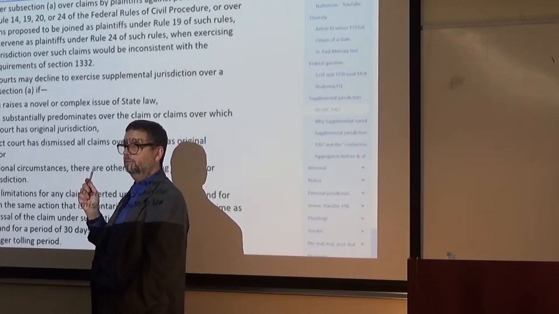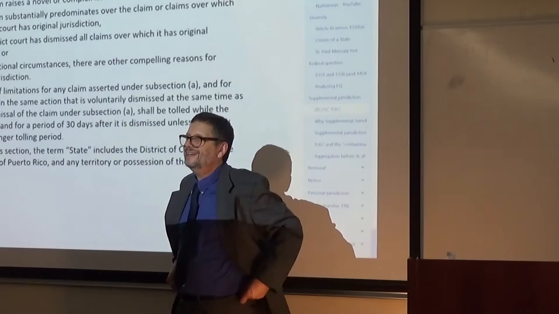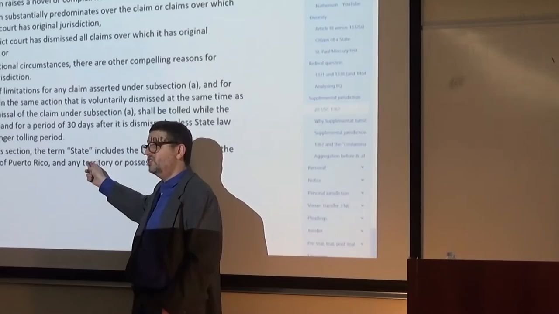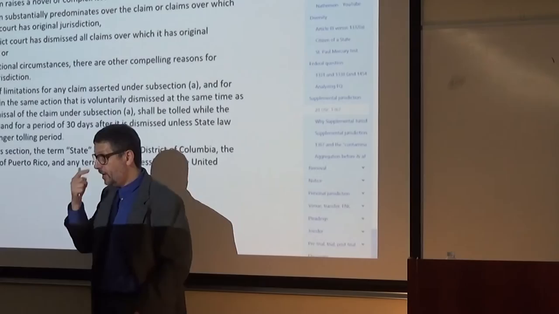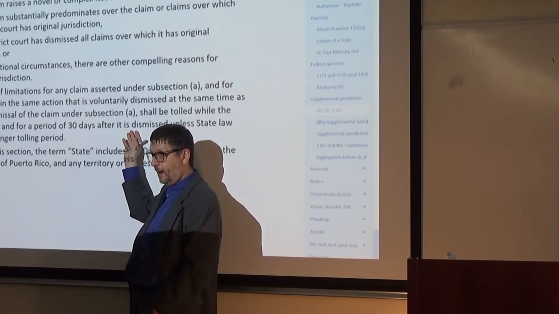Subsection C tells the courts circumstances under which they can decline to exercise supplemental jurisdiction, even if they have it. And then what D does is a savings clause. In other words, if a supplemental claim is dismissed, then it can be refiled in an appropriate state court within the period noted in the statute, and the statute of limitations won't have been deemed to be expired by the mere fact that the claim was in federal court.